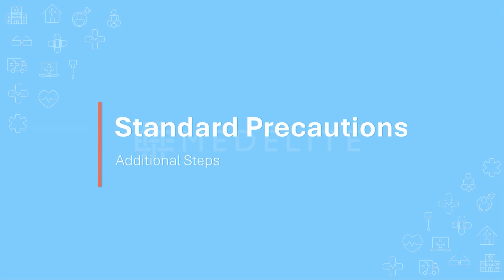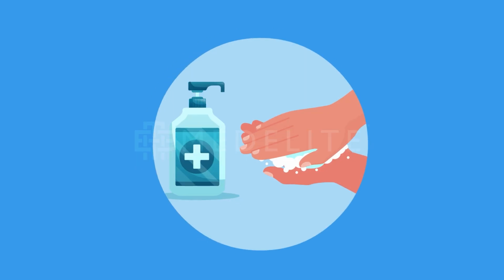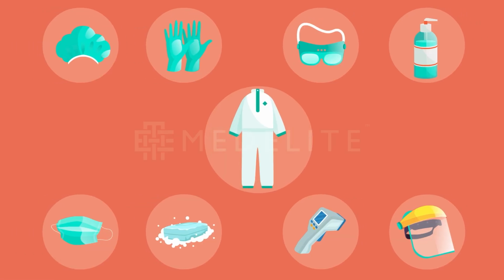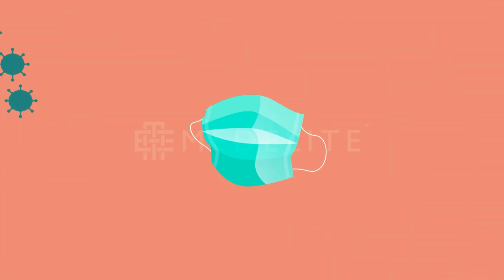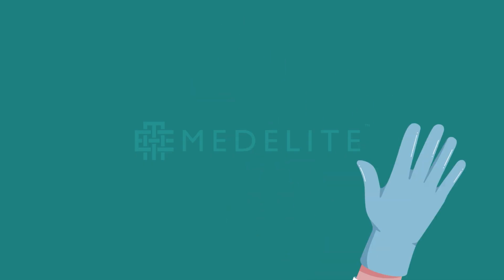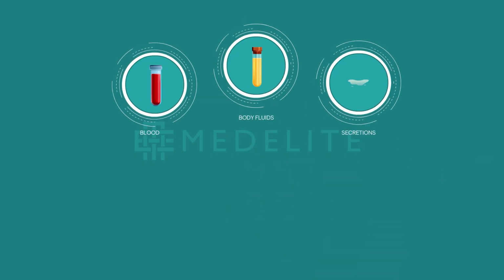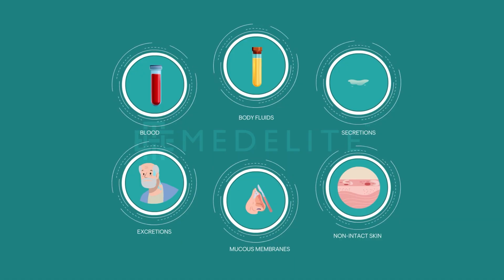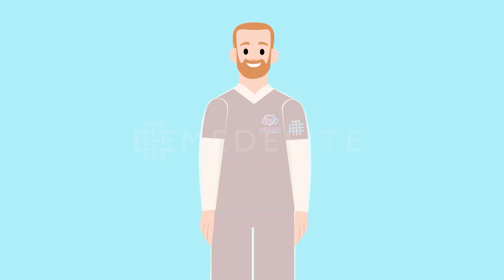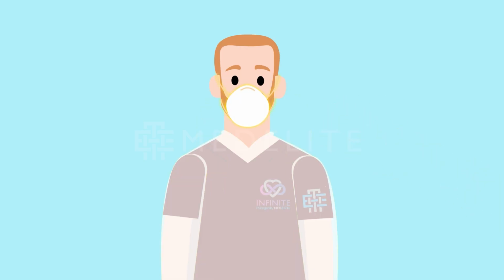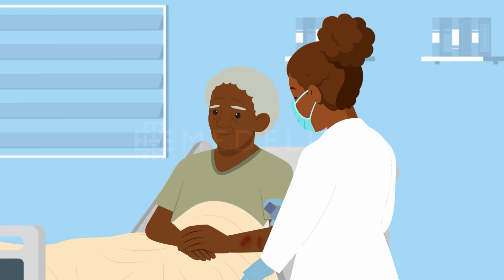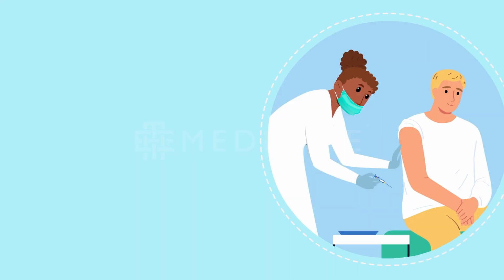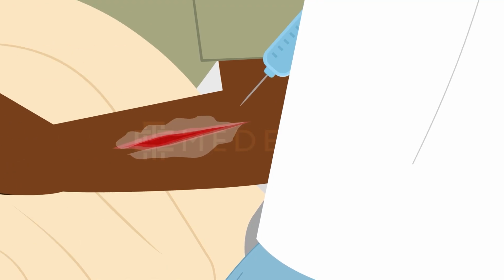Standard precautions, additional steps. Along with hand hygiene, these standard precautions are to be applied regardless of suspected or confirmed infection status. Wear gloves when in contact with blood, body fluids, secretions, excretions, mucous membranes, or non-intact skin is anticipated. Wear a gown if clothing might be contaminated by body fluids. Wear a mask and eye protection during procedures that are likely to cause splashes or sprays. For example, suctioning or wound irrigation.